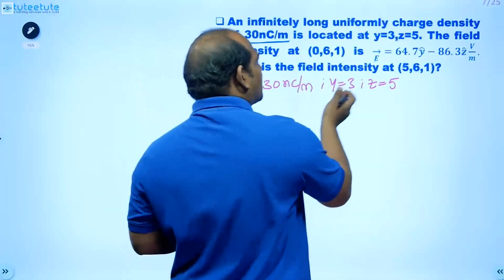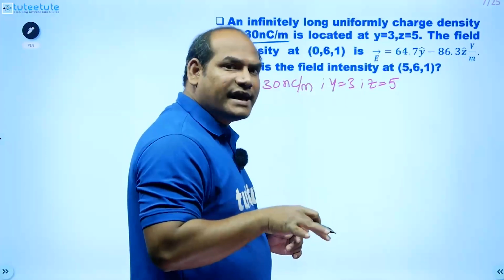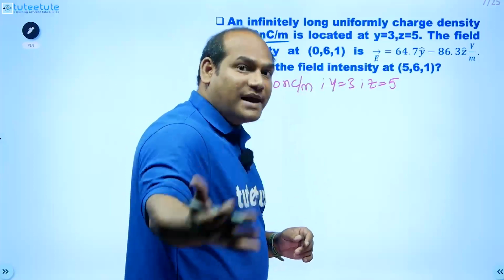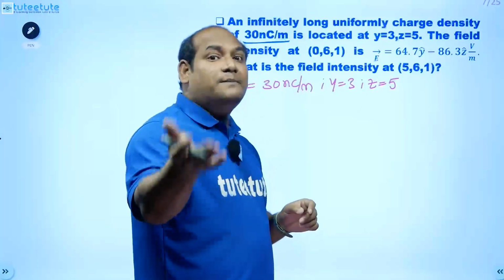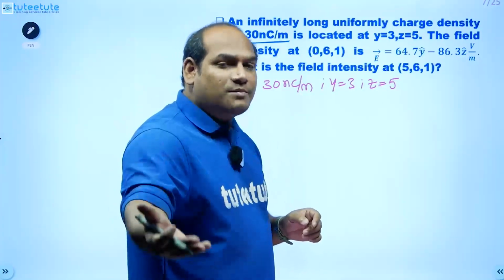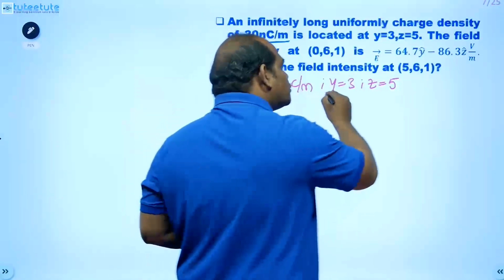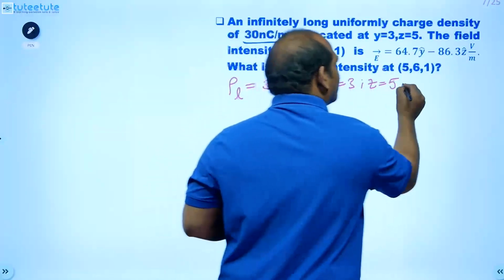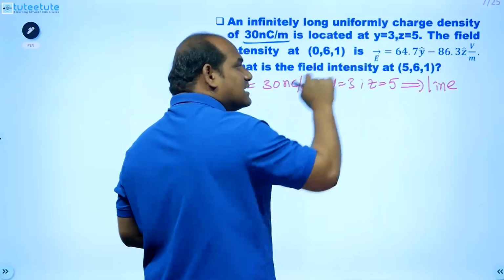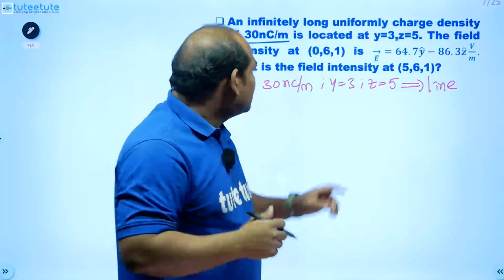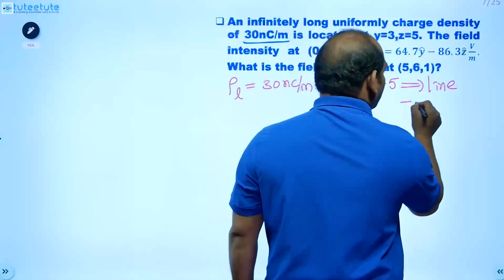So what we need to understand here, y is equal to 3 is actually a two-dimensional plane. That plane is parallel to the xz plane at a distance of 3 units. Z is equal to 5 is parallel to the xy plane at a distance of 5 units. So if I give these two, the intersection of these two planes will give a line. That line is available at y is equal to 3 and z is equal to 5. What about the x value here? X is changing from minus infinity to plus infinity.